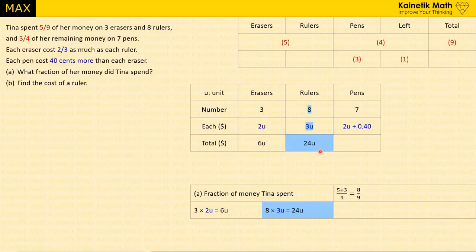Now pause here for you to tell me, for the pens, what should we write in the total? Right, what is the total after we multiply for the pens? Please key in the chat.